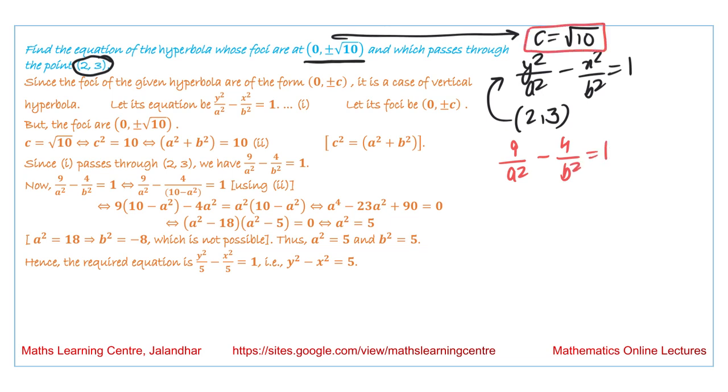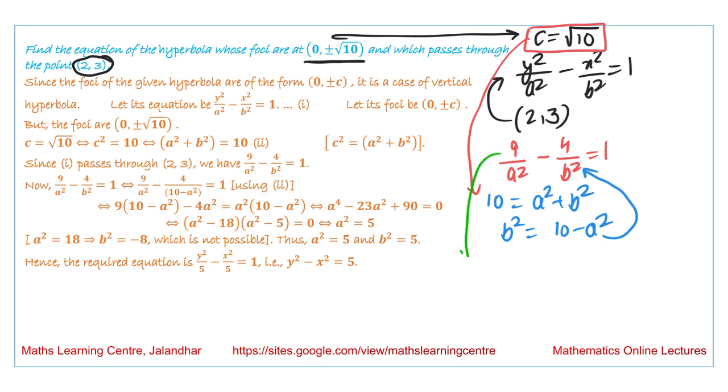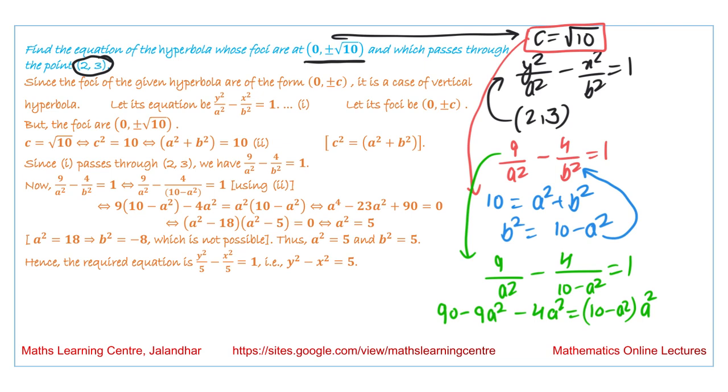The value of c we have is square root of 10, and the relation we know is c square is equal to a square plus b square. So we obtain 10 is equal to a square plus b square. So the value of b square is 10 minus a square, and if we substitute this value over here, we obtain 9 over a square minus 4 over 10 minus a square is equal to 1. If we take the LCM, we get 90 minus 9a square minus 4a square, that is equal to 10 minus a square into a square. And solving this quadratic equation, we obtain a raised to the power 4 minus 23a square plus 90 is equal to 0. So we obtain from this two values of a square.